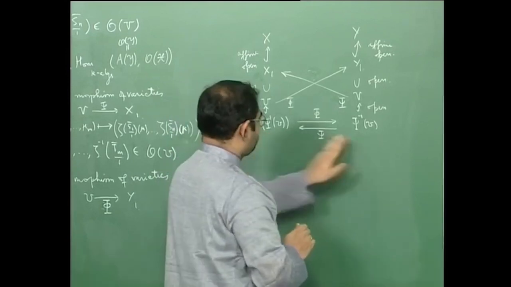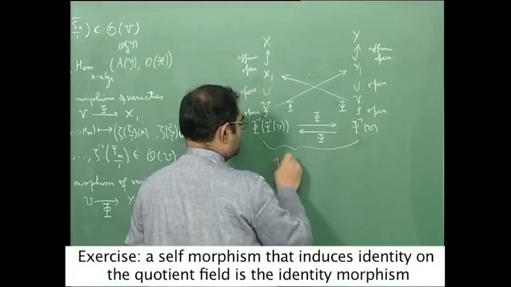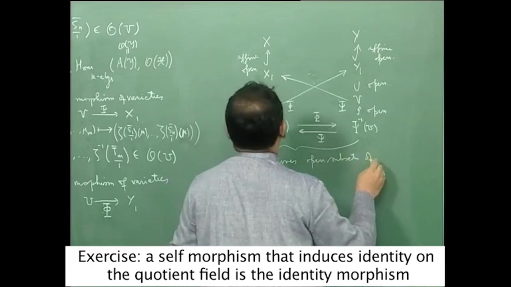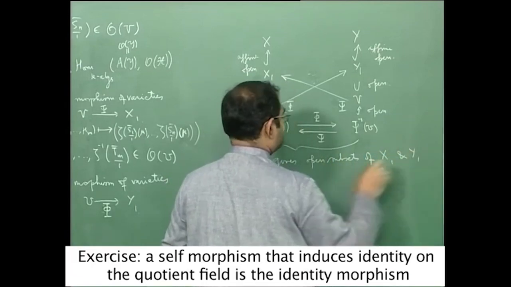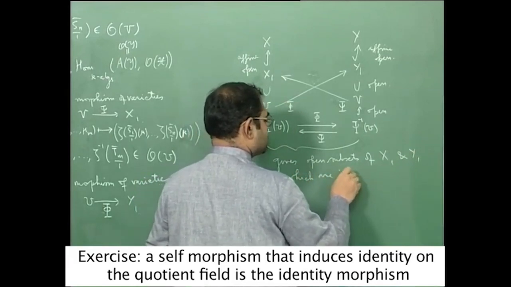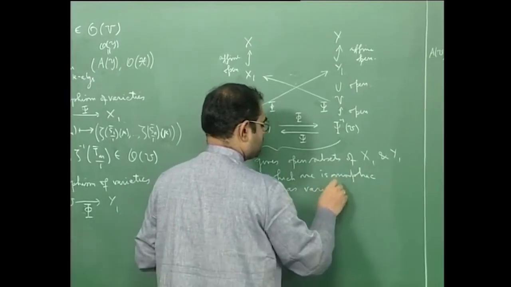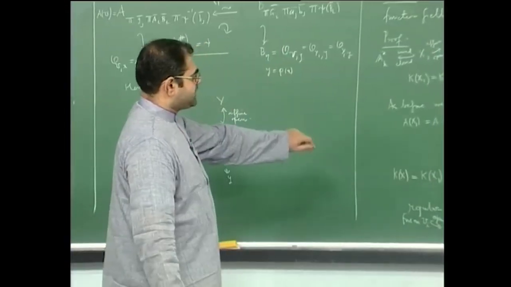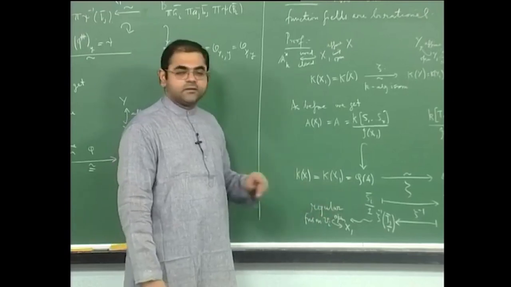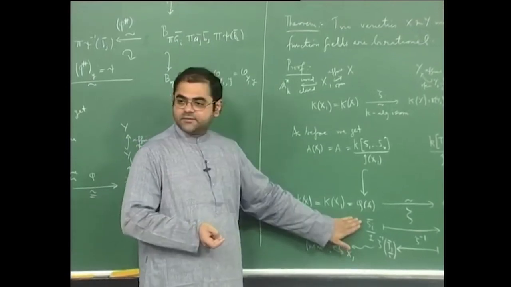So that will tell you that this gives open subsets of x1 and y1 which are isomorphic as varieties. What I wanted to remark is that the way we got the isomorphism, the birationality in the case of isomorphisms of local rings, the same thing will also work in this case, okay.